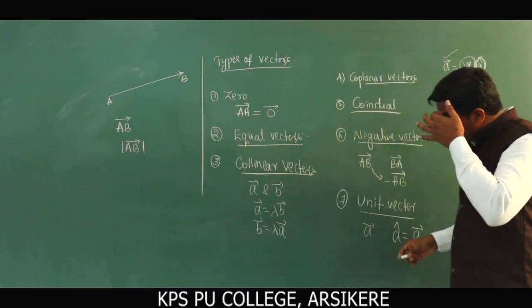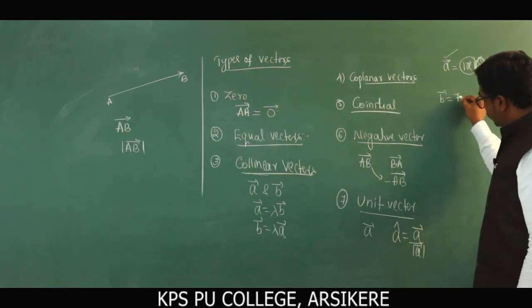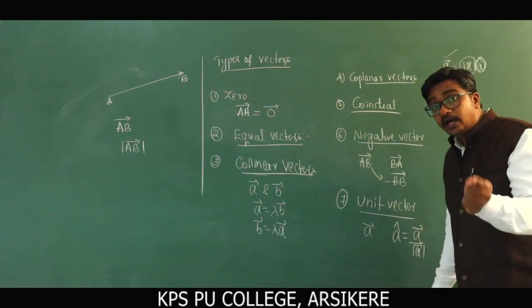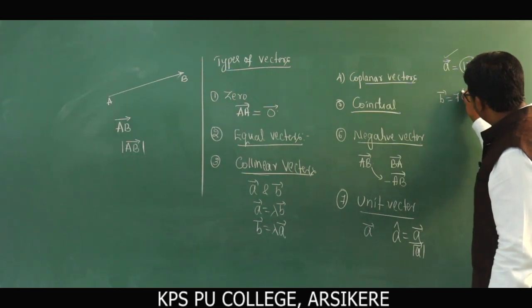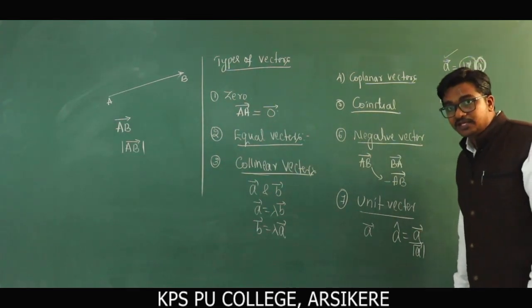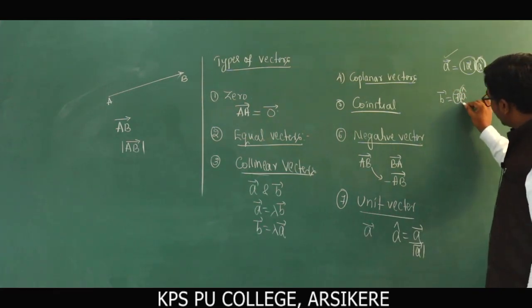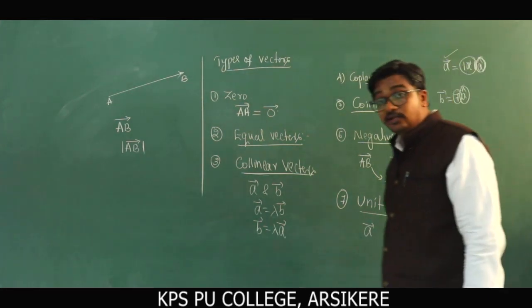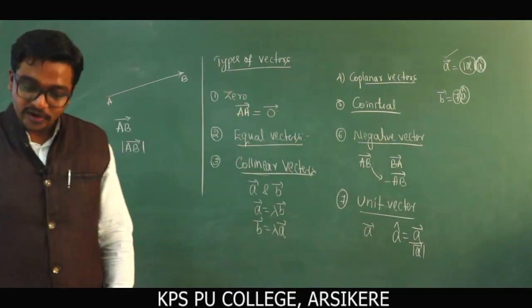I will take another one. Suppose there is a vector B whose magnitude is 7 units and vector B is in the direction of vector A. Then it is just 7 into A cap. Vector B is equal to 7 into A cap. 7 represents the magnitude and A cap represents the direction of vector B. These are the different types of vectors.